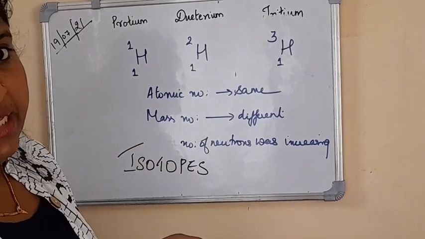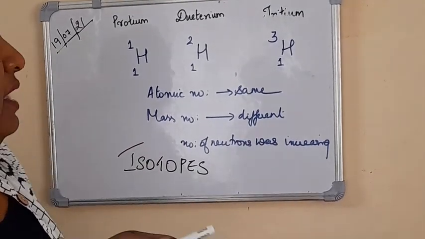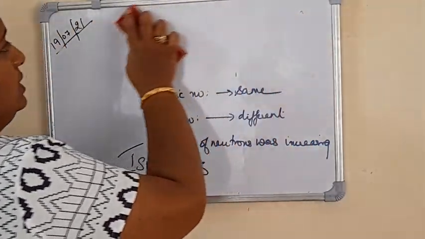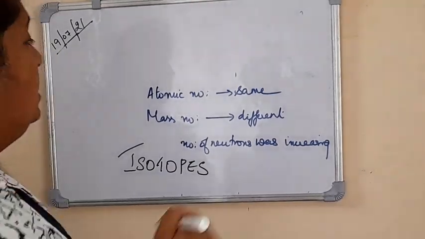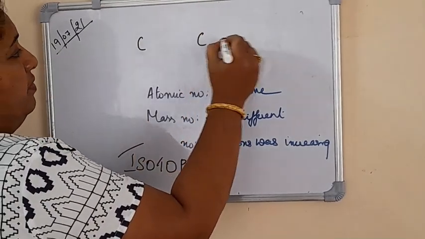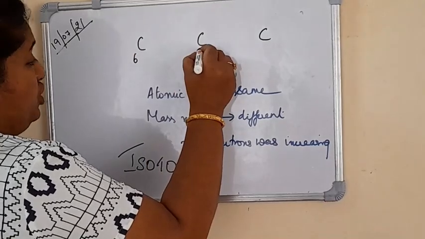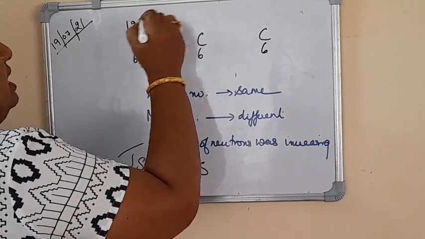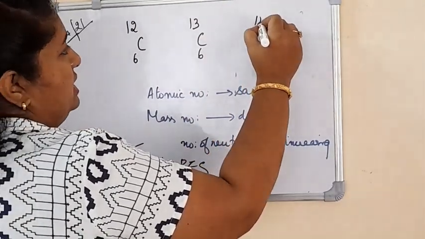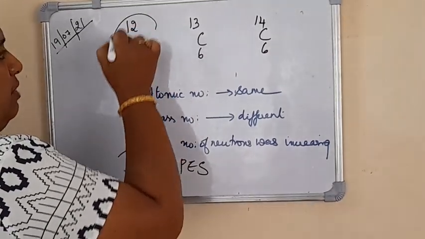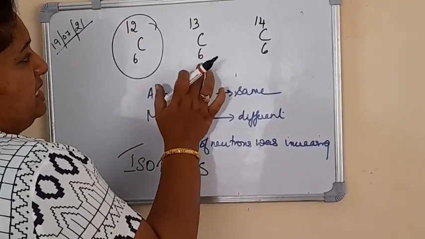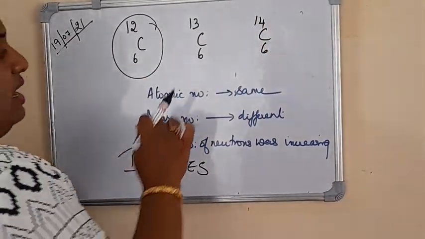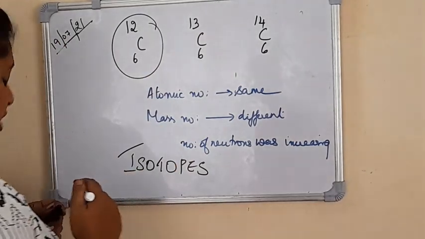Now, don't think that only hydrogen has isotopes. There is another similar element known as carbon. Carbon has the atomic number 6, and the mass number is different. See, carbon 12 is the normal carbon atom. The other isotopes of carbon are carbon 13 and carbon 14.